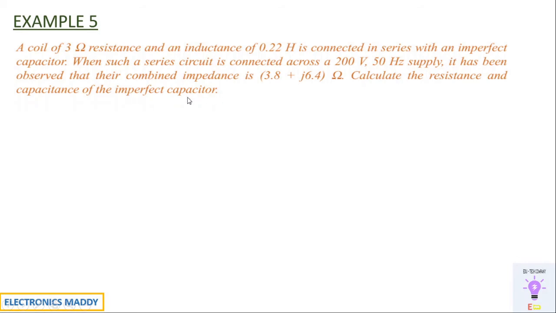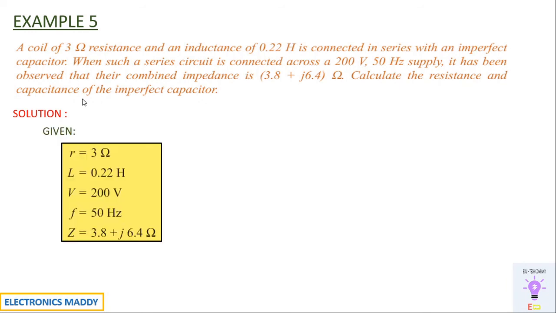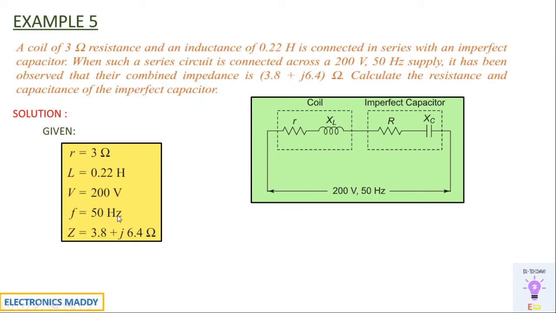In these types of problems, what we have to do is draw the circuit diagram in order to understand how it can be analyzed. So it's a different type of problem. First up, we'll write the given data: R is 3 ohms, inductance is 0.22 Henry, V is 200 volt, f is 50 Hertz, and Z is equal to 3.8 plus j 6.4 ohms. So this is the coil, and this is the imperfect capacitor, that is R and Xc.